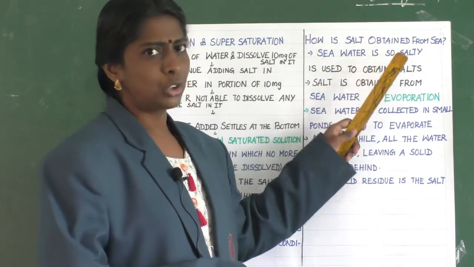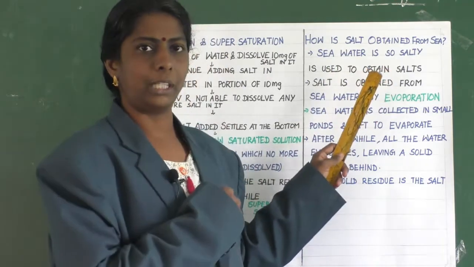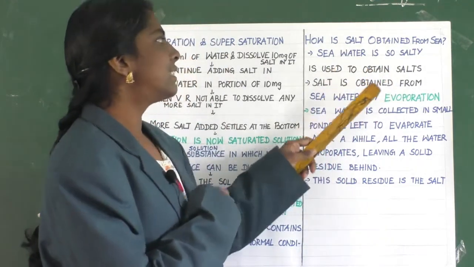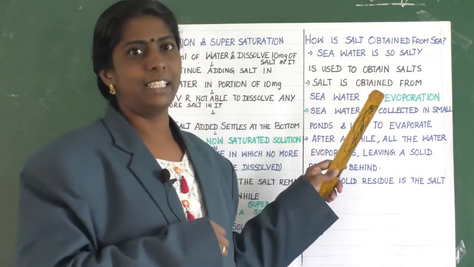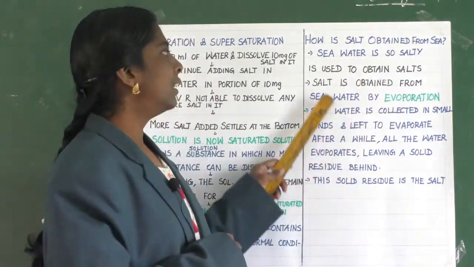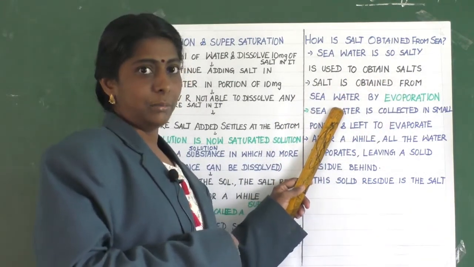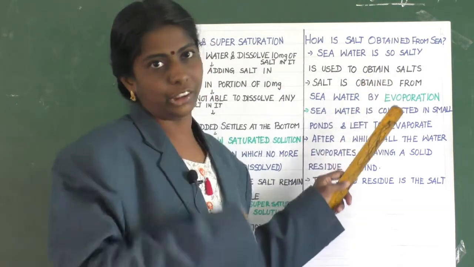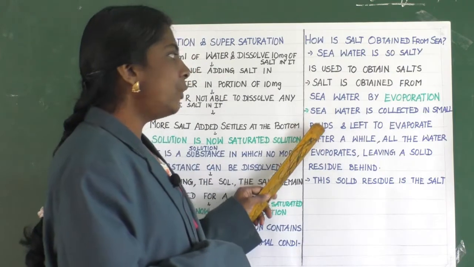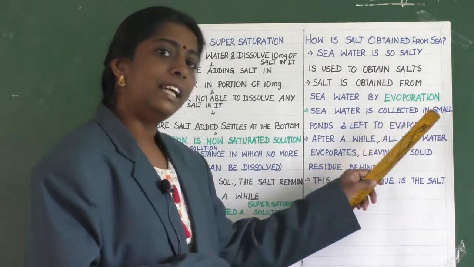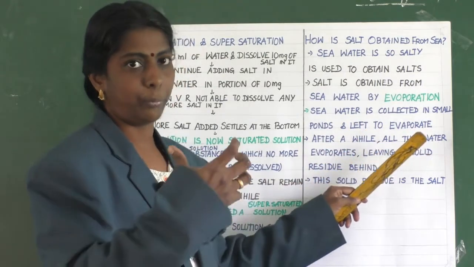Seawater is so salty, is it not? As you all know, seawater is so salty. So this salty water is used to obtain salts. Salt is obtained from seawater by which method? Evaporation. By evaporation.